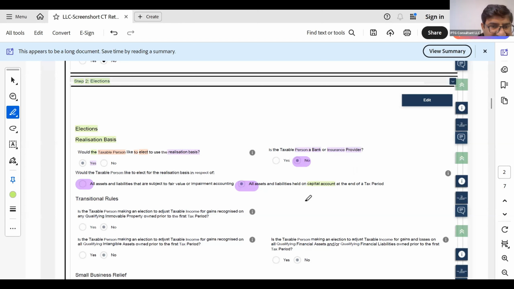For all assets here, you have to understand the difference. Here it mentions only capital, and here is all assets and liabilities subject to fair value. So fair value and impairment. Here, all at the end of the tax period. These are the terms that we will understand in detail.